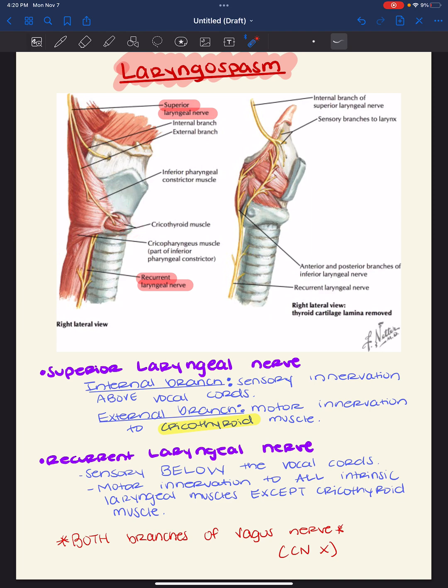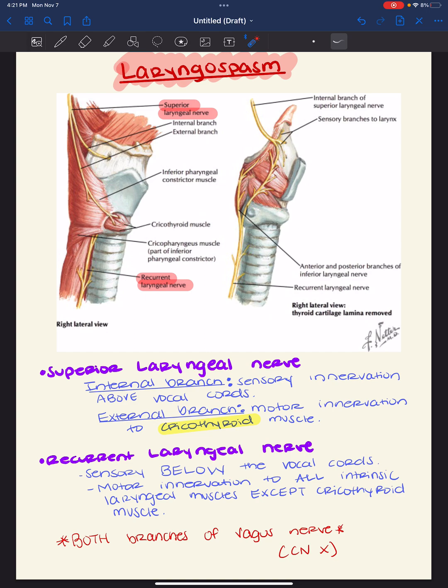The second nerve that we're going to talk about is the recurrent laryngeal nerve. If you look at the picture, it's the one at the bottom over here. The recurrent laryngeal nerve is going to be in charge of sensory below the vocal cords and motor innervation to all of the intrinsic laryngeal muscles except the cricothyroid muscle. So important: recurrent, it's going to be sensory below the vocal cords, and motor innervation to all of the muscles except the cricothyroid muscle.